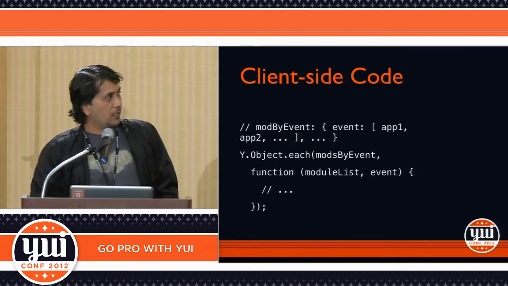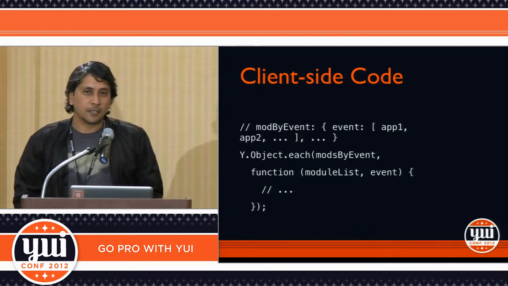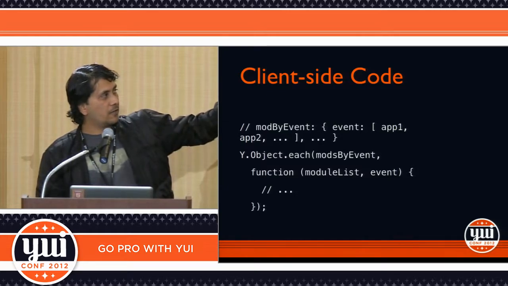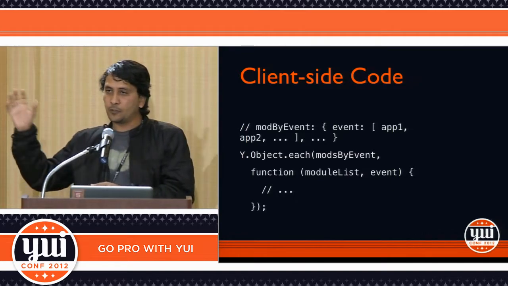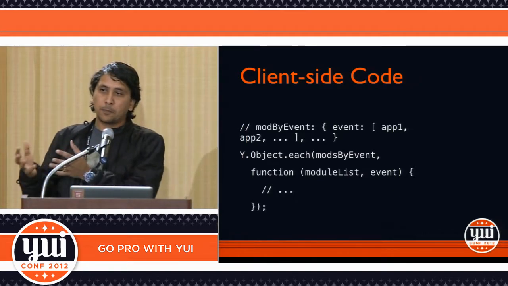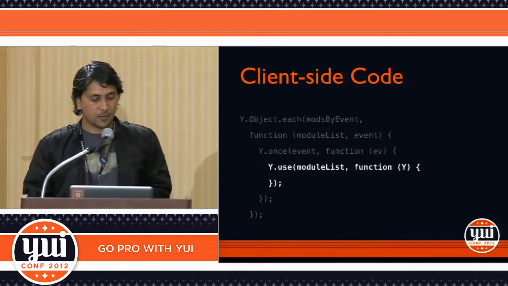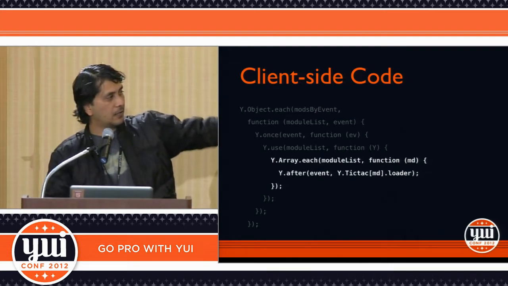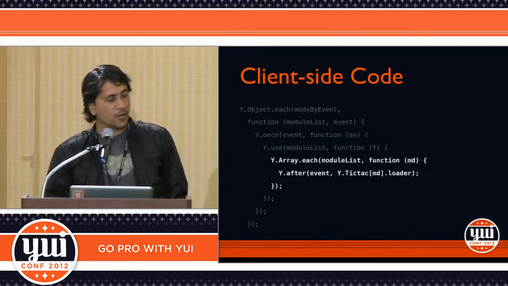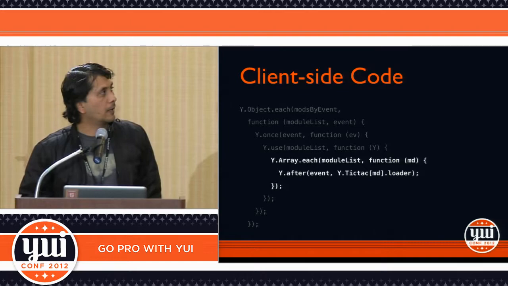There is some nice YUI 3 sugar here, Y.Object.each, and so it just gets a list of modules for each of these events. So the mods by event looks pretty much like ymail, message read, app1, app2, app3, app4, some other events, say compose, app1, app2, app3, and so forth. So what this guy does is pretty much this: Y.after, event, and the loader. Here's pretty much the standard stuff of YUI.use, the module list and all those things, right?